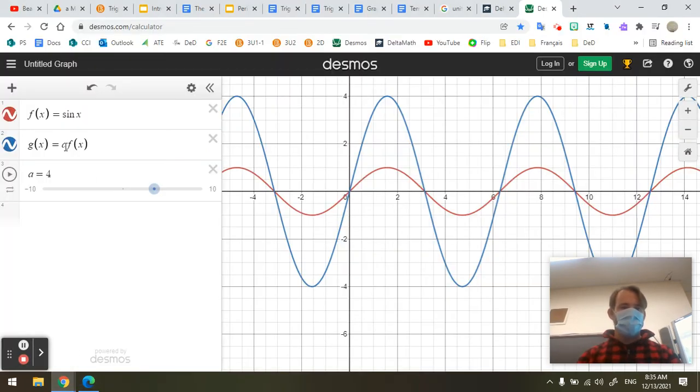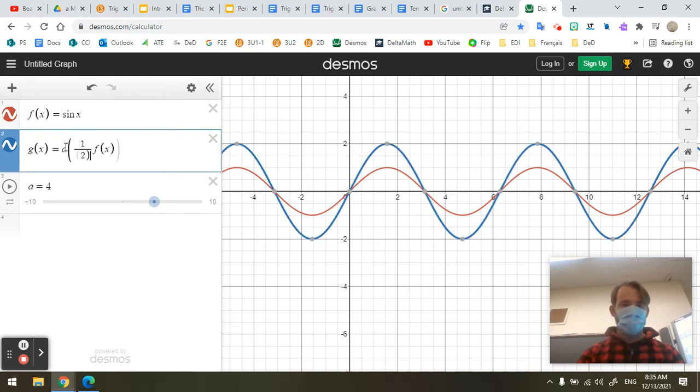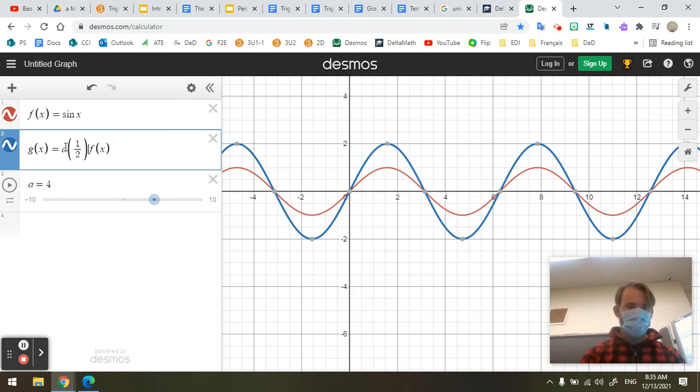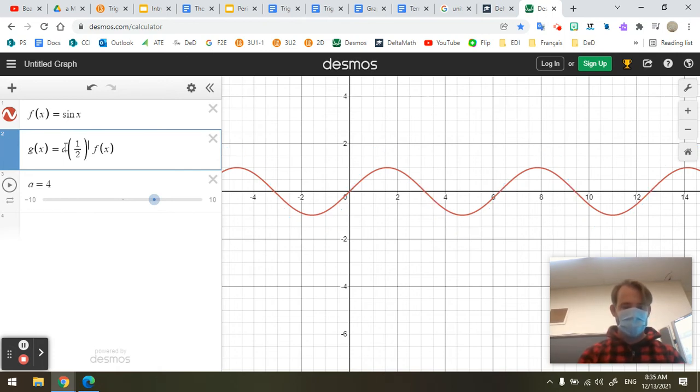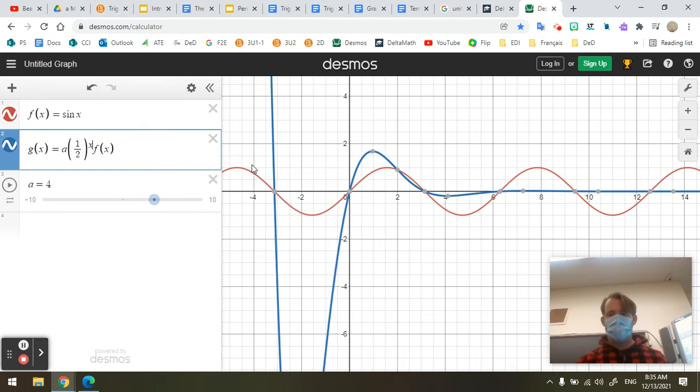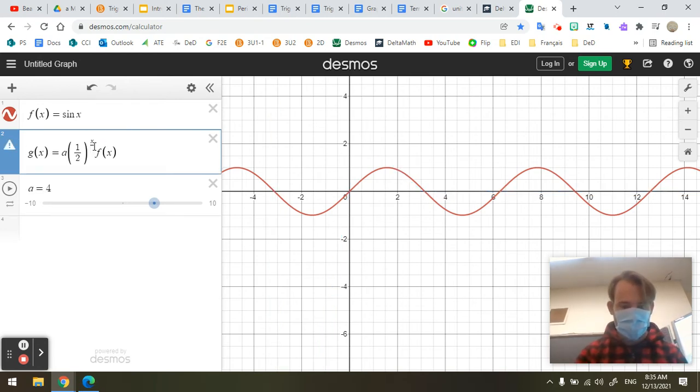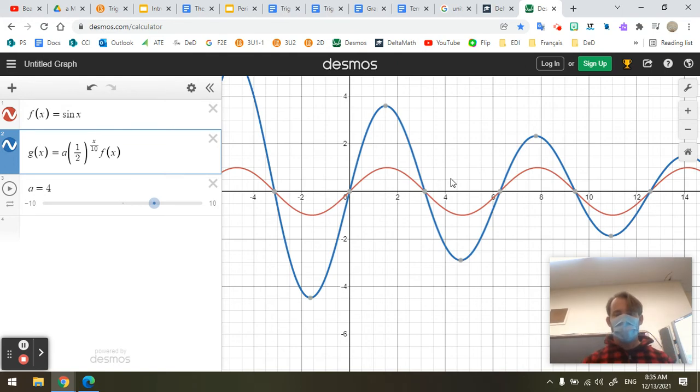So let's multiply this also by an exponential function. I'm going to have 1 over 2, and I'm going to make sure that my bracket is in the right spot, and I'm going to raise that to the power x. And now that is happening too fast, so I am going to divide x by, let's say, 10. Now, when I look at this, I have a function that is shrinking as it grows throughout its domain.